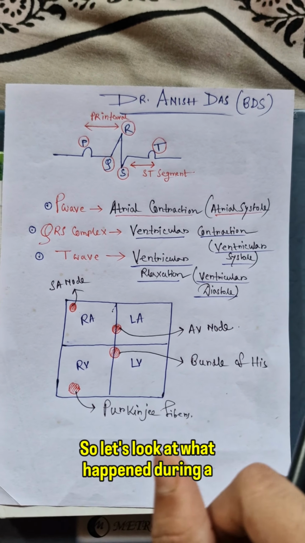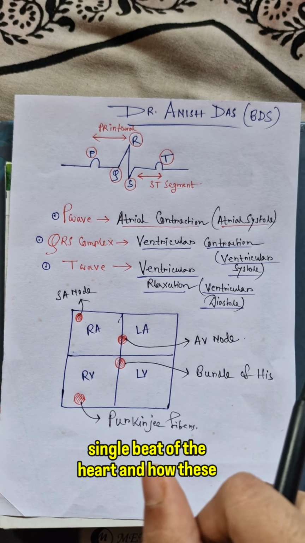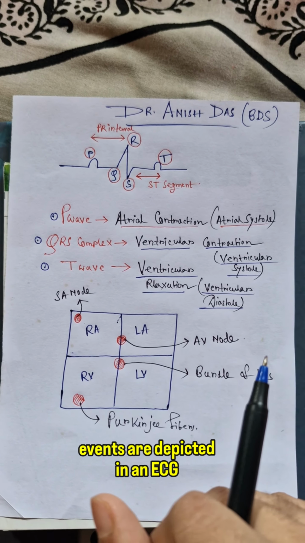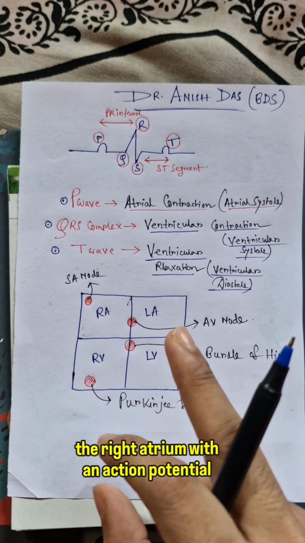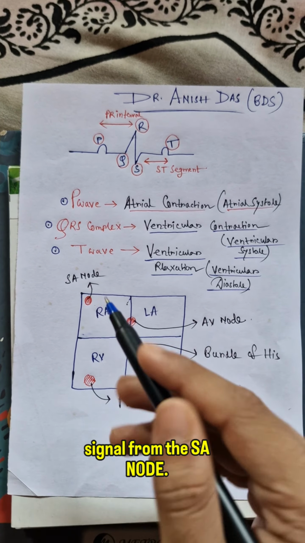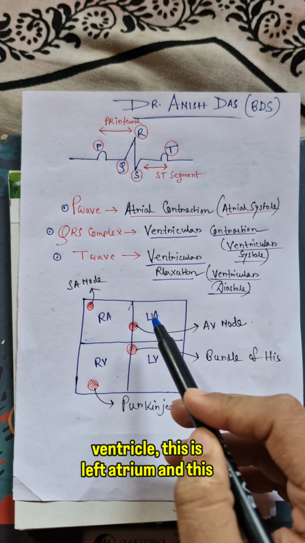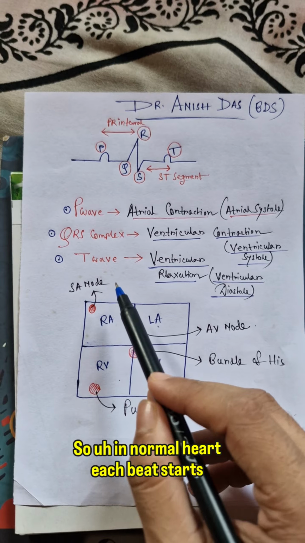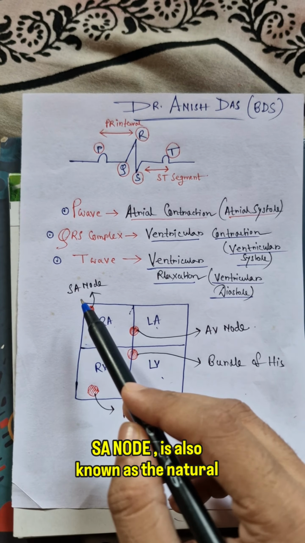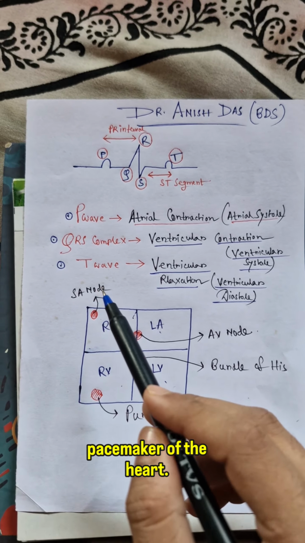So let's look at what happens during a single beat of the heart and how these events are depicted in an ECG. In a normal heart, each beat begins in the right atrium with an action potential signal from the SA node. So this is the right atrium, this is the right ventricle, this is the left atrium, and this is the left ventricle. In a normal heart, each beat starts here from the SA node. The SA node is also known as the natural pacemaker of the heart.